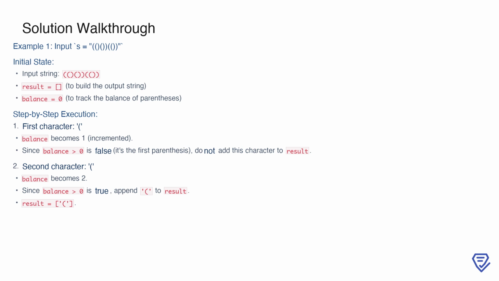the final output. Additionally, we start with a balance variable set to 0, which will help us track the depth of nested parentheses. Now, examining the first character, which is an opening parenthesis, we increment the balance to 1. Since this is the first parenthesis and it represents the outermost layer, we do not add it to the result. Moving to the second character, which is also an opening parenthesis, we increment the balance again, making it 2. Since the balance is greater than 1, this indicates that the parenthesis is part of an inner layer, so we append it to the result.